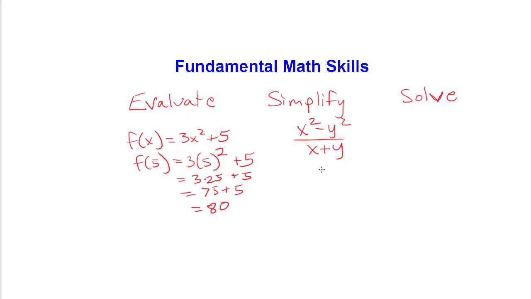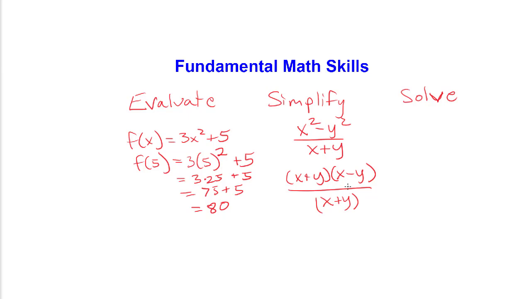Simplify, I might have something like x squared minus y squared over x plus y. How do I simplify that? Well, at first blush, you might look at it and say, whoa, that's not easy to somehow make simpler unless you know your difference of two squares. X squared minus y squared factors into x plus y times x minus y, the conjugates. And if that's all over x plus y, then guess what?